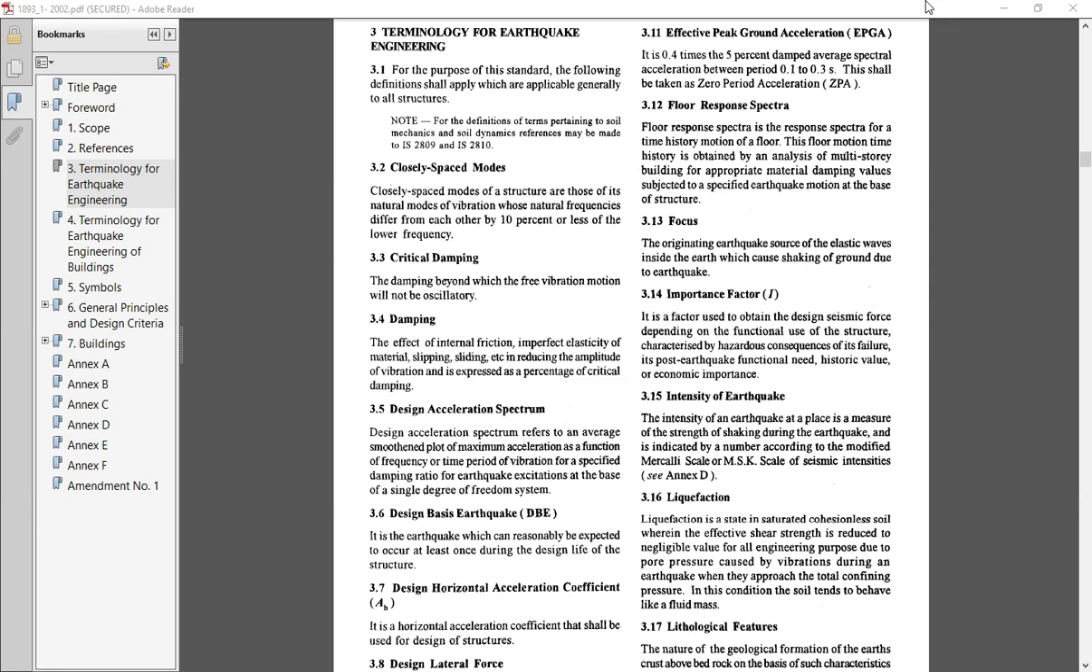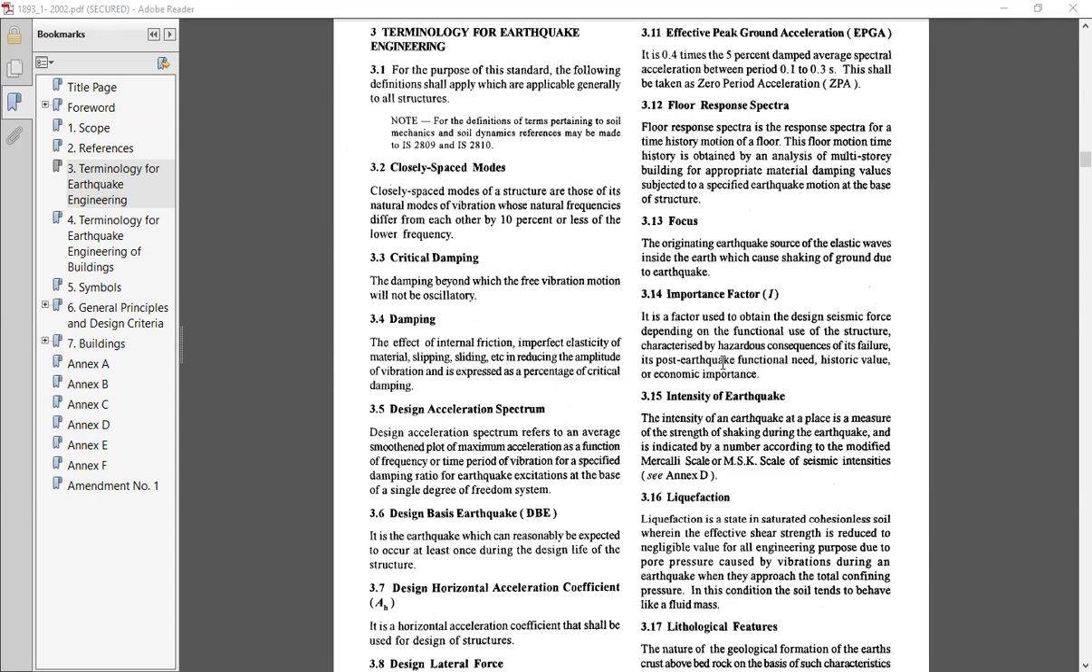So now let us see here. We can see that the importance factor is given. So what is the importance factor? I think yesterday also we had discussed. It is a factor used to obtain the design seismic force depending on the functional use of the structure. So basically this is a factor which is assigned to every structure based on the functional use of the structure.